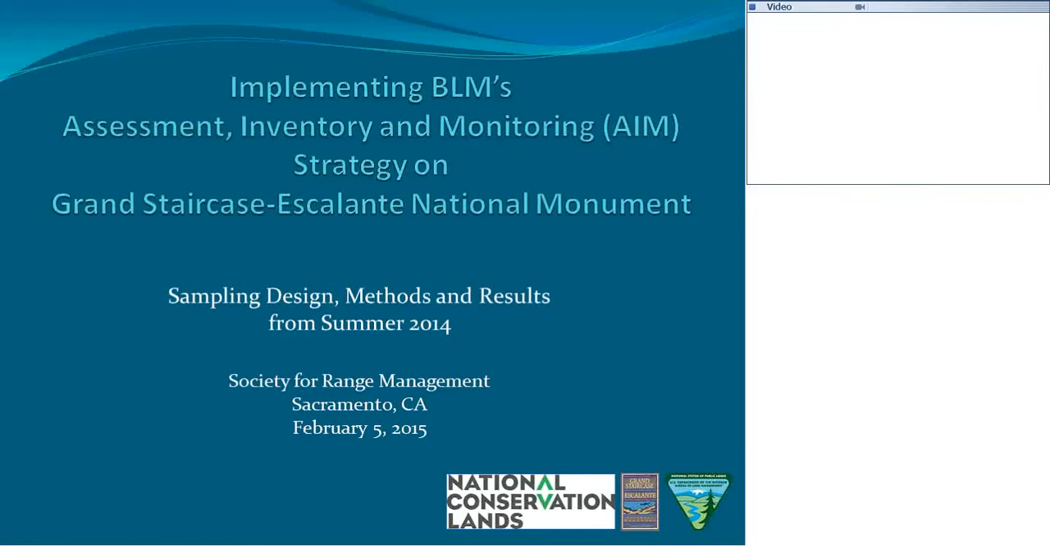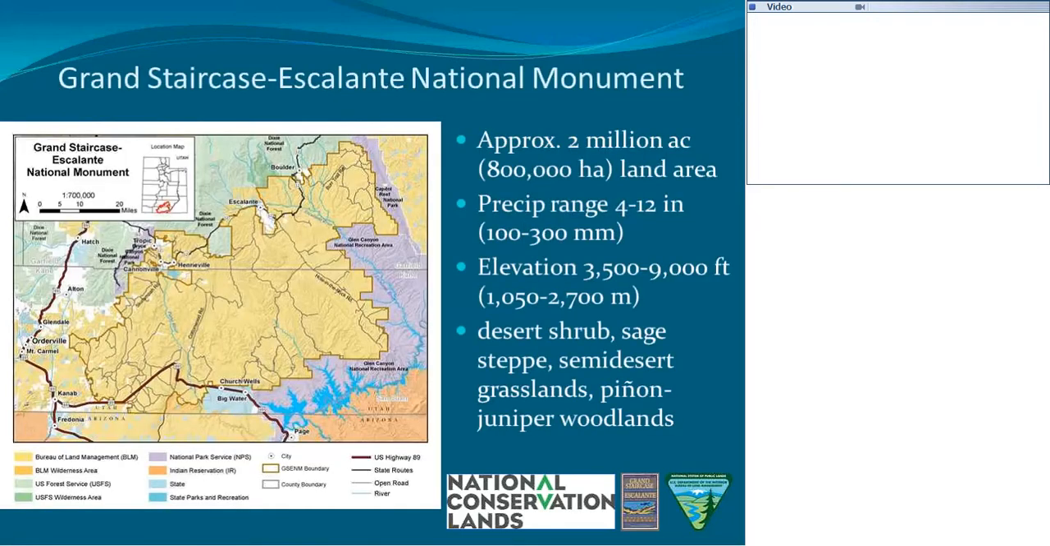So I have the second half of this presentation, and I'd like to talk about implementation of AIM on another of the national conservation lands, the Grand Staircase-Escalante National Monument in Utah. The Grand Staircase is about 2 million acres and has a very wide range of precipitation, of elevation, and of different ecosystems that are present.